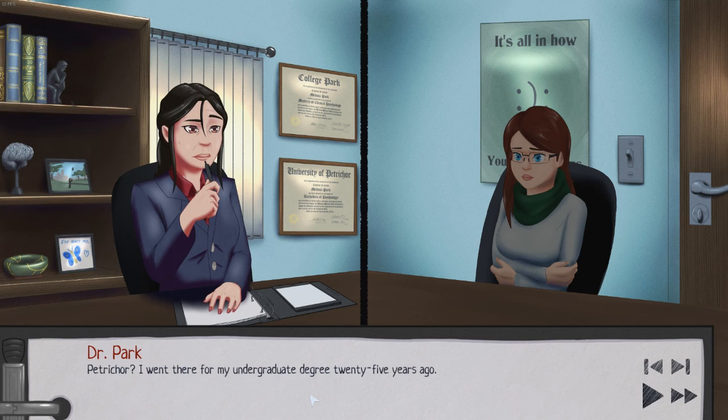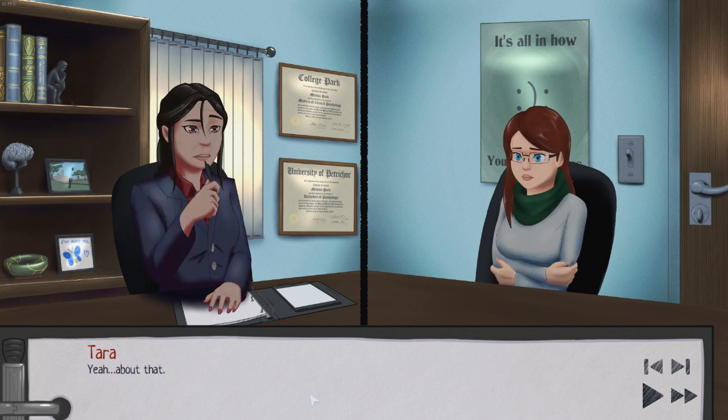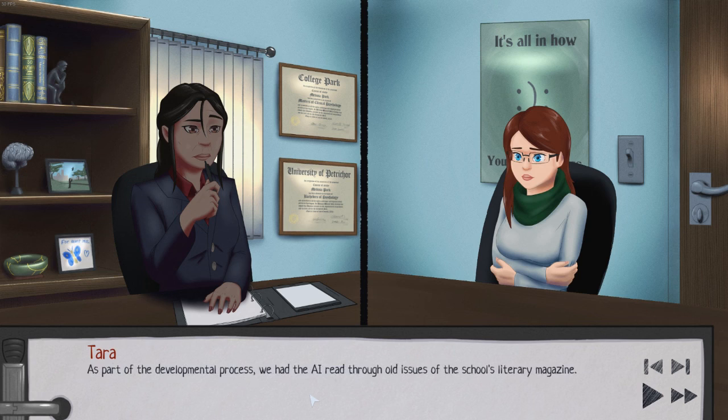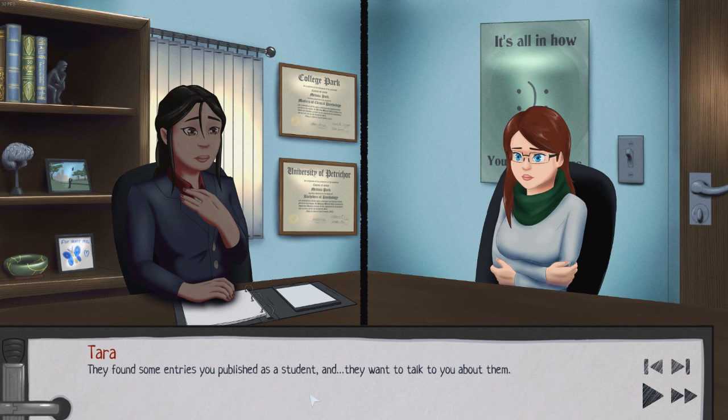Petrichor? I went there for my undergraduate degree 25 years ago. Petrichor is quite a drive from here. Over an hour at least. There's plenty of talented psychologists who are closer to the university. Yeah, about that. I had other reasons for reaching out to you. As part of the developmental process, we had the AI read through old issues of the school's literary magazine. They found some entries you published as a student, and they want to talk to you about them.